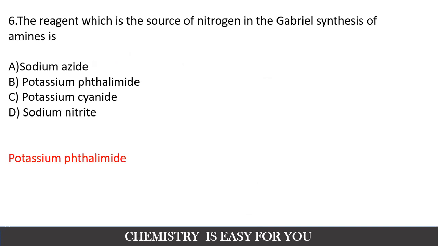The next question here is, the reagent which is the source of nitrogen in Gabriel synthesis of amines is. The options are, option A, sodium azide, option B, potassium phthalimide, option C, potassium cyanide, option D, sodium nitrite. So the answer is option B, potassium phthalimide. I'll be discussing the reaction in the next slide.